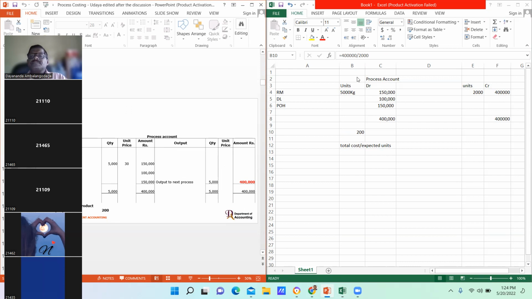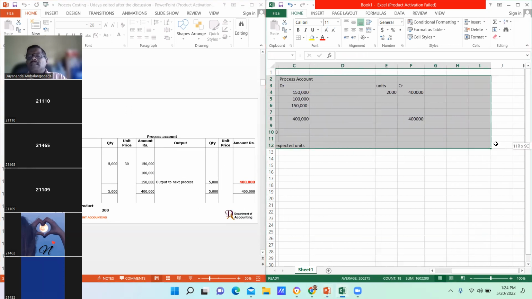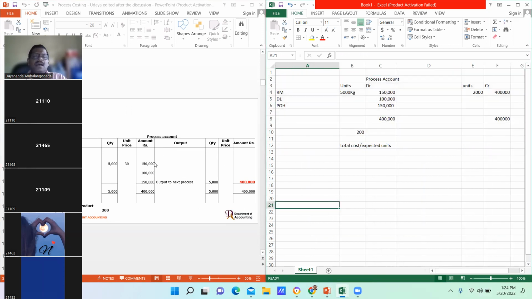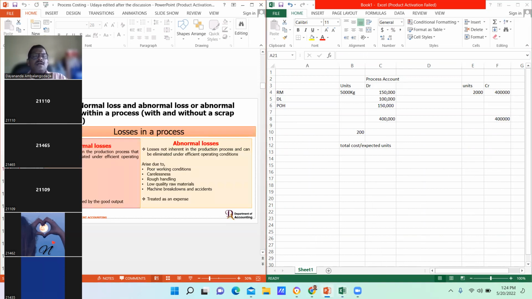And then of course you will see the answer here. Quantity, unit price, amount, output, quantity, unit price, amount. So you can put the unit price also, no problem. Here the output quantity should not be 5,000. There's a small mistake here. It has to be 2,000 as per the question. Okay. Shall we go to the next one?